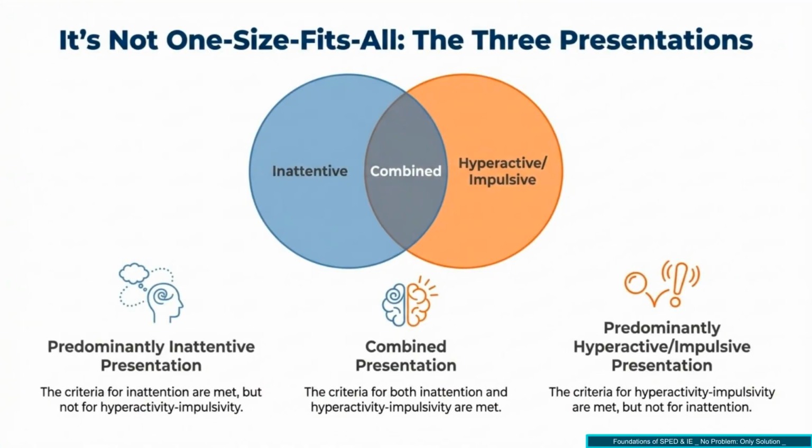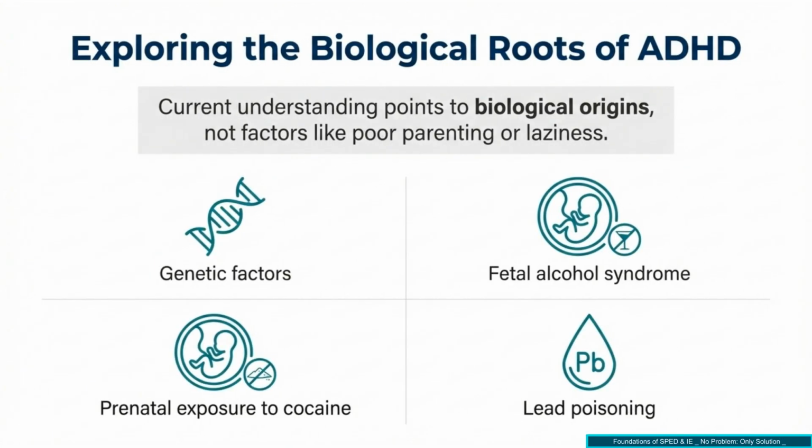ADHD presents in three ways: predominantly inattentive, combined, or predominantly hyperactive/impulsive. The presentation depends on which symptom criteria are met. ADHD has biological origins and is not caused by factors like poor parenting or laziness. Known biological roots include genetic factors, fetal alcohol syndrome, prenatal cocaine exposure, and lead poisoning.